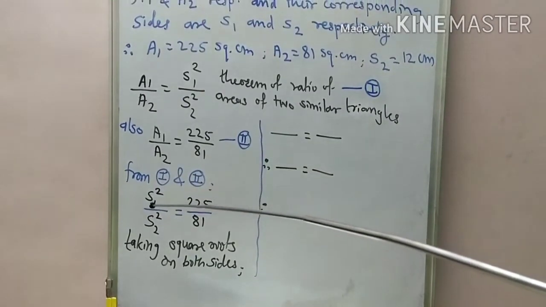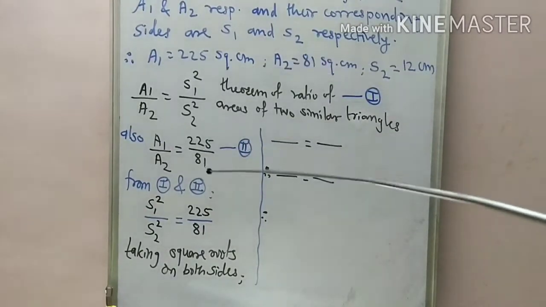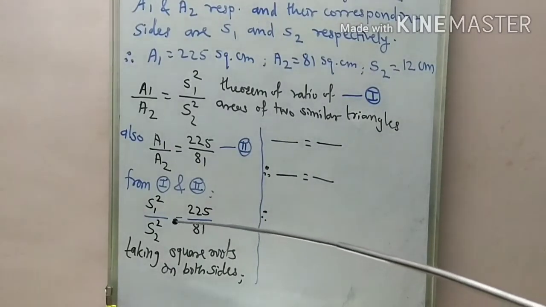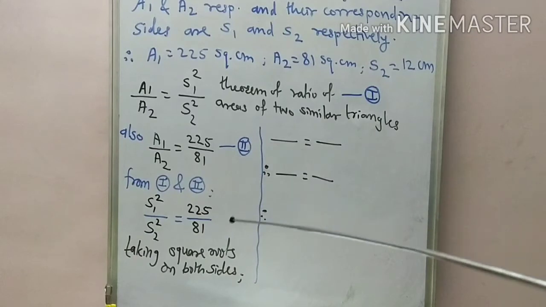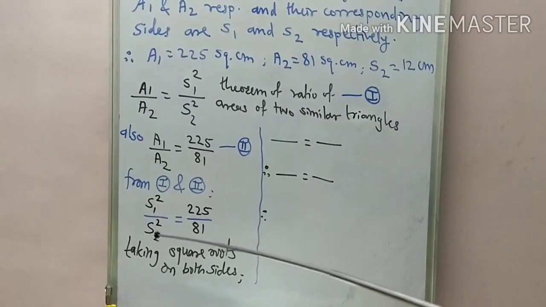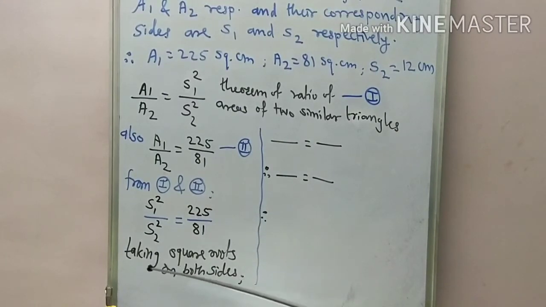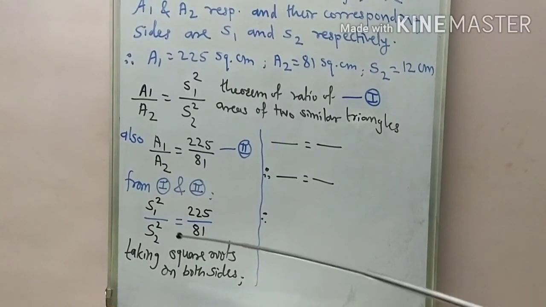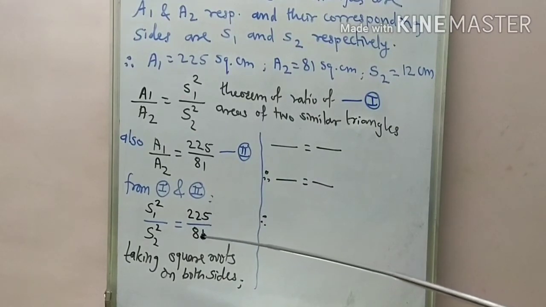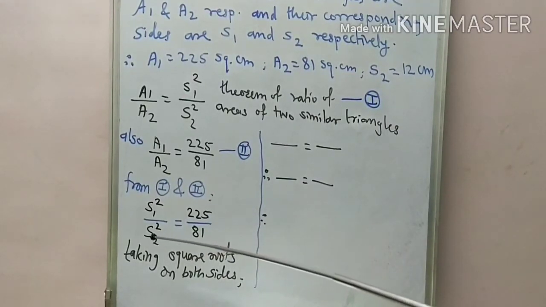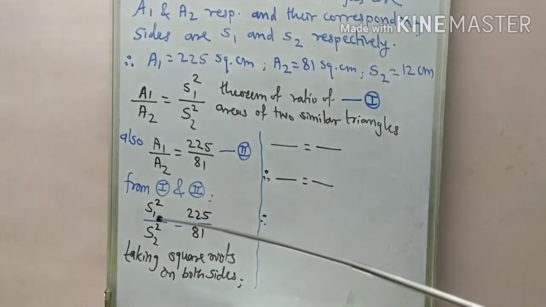S1 square upon S2 square is equal to 225 upon 81. Then we are given that S2, the side of the smaller triangle, is 12 centimeter, and we have to find S1. As you observe, the right hand side ratio is also a perfect square number. So first we take square roots on both sides, so S1 upon S2 is equal to the square root of these two numbers. Then we substitute the value of S2, cross multiply and solve it as in the fourth example to find the value of S1.